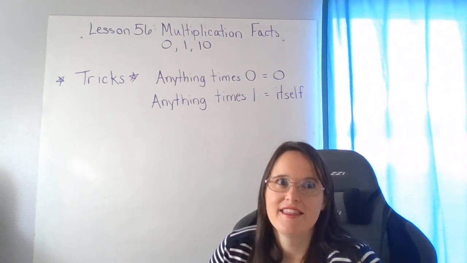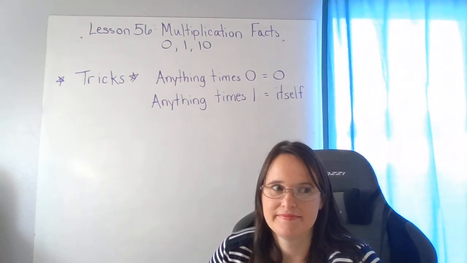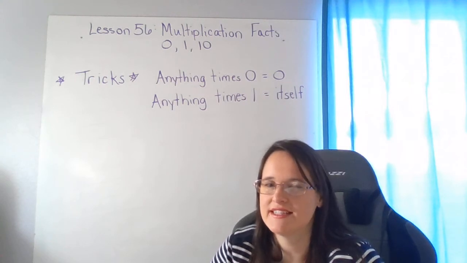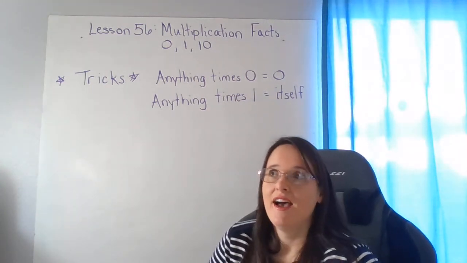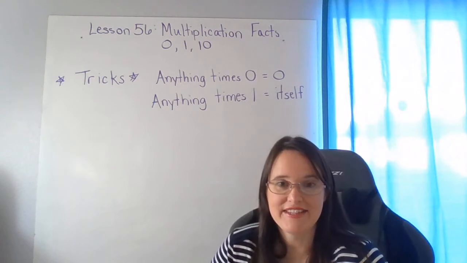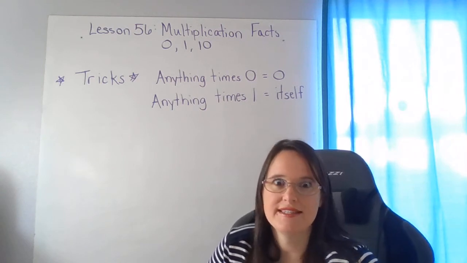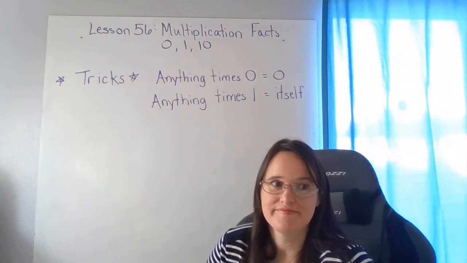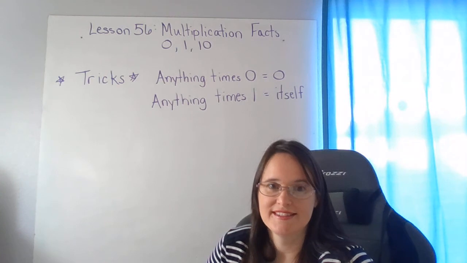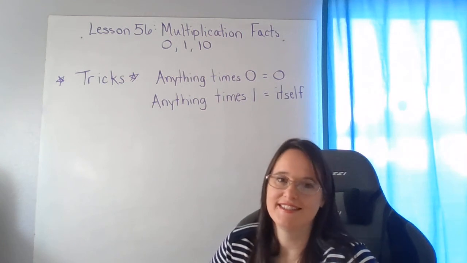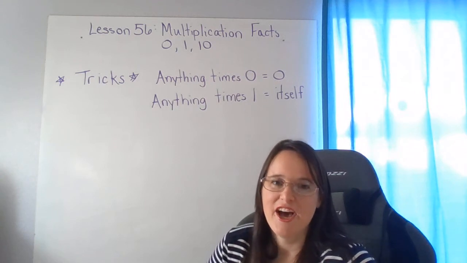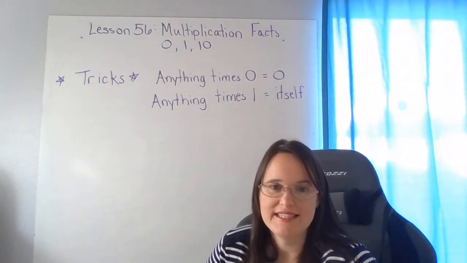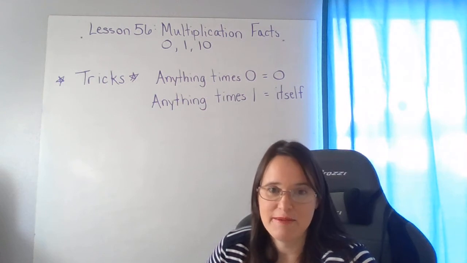10 times 2. 20. 13 times 10. That's a little harder. Can you tack the 0 onto the end there? 130 should be your answer. 7 times 10. 70. 12 times 0. 0. 7 times 1. 7. 13 times 1. 13. 5 times 10. 50.